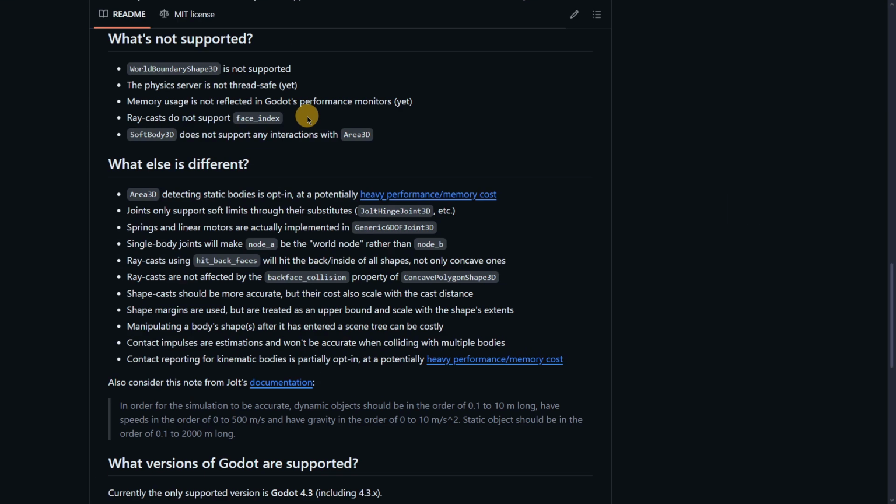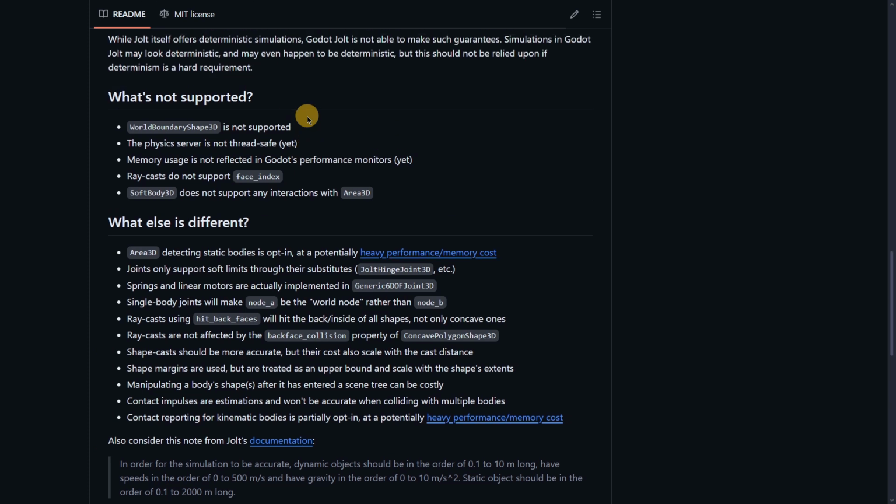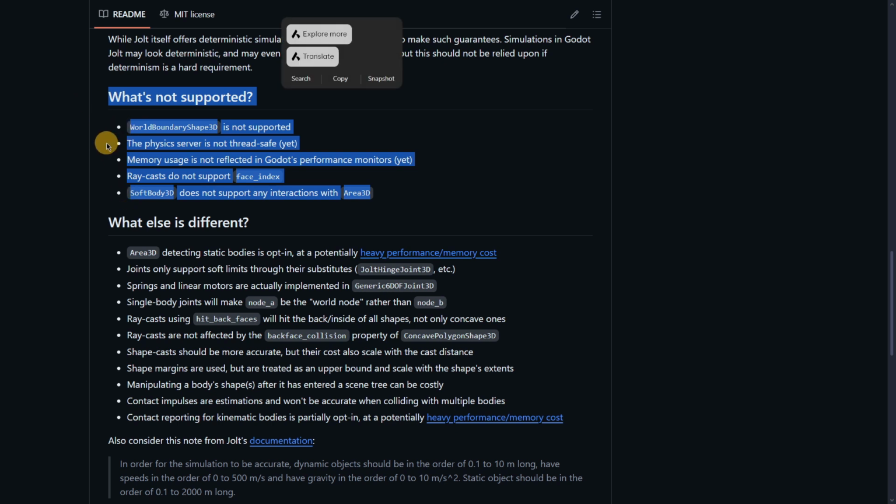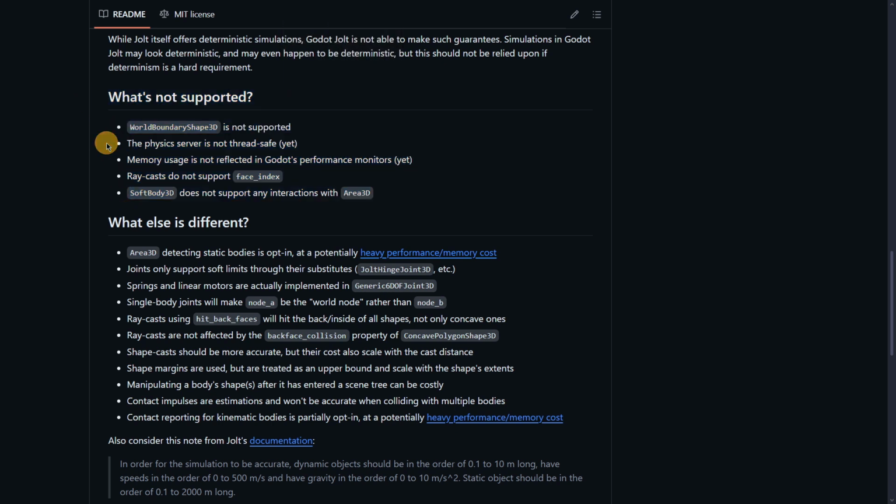So indeed, work is always being done in order to improve Jolt, and fortunately, to make it the default physics engine in Godot. But I would say that until these five things are correctly implemented and fully working, Jolt is not going to be the default physics engine of Godot.